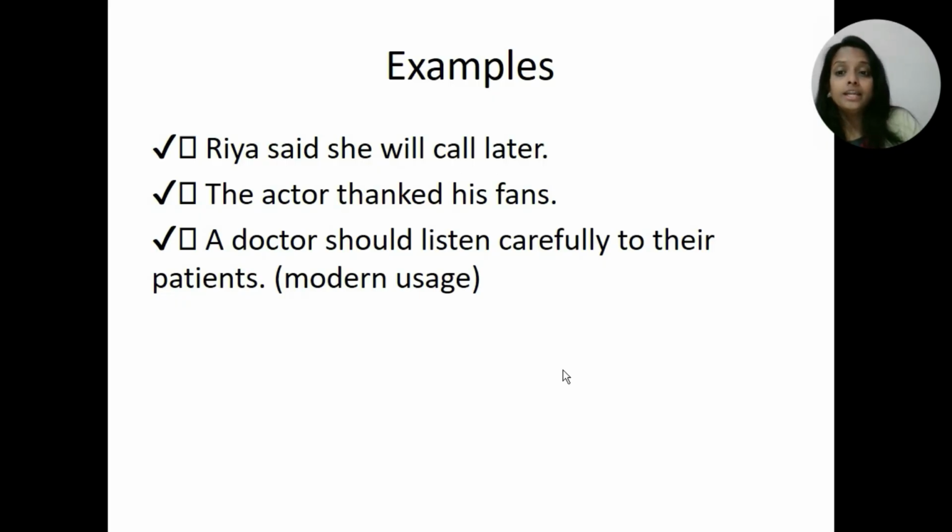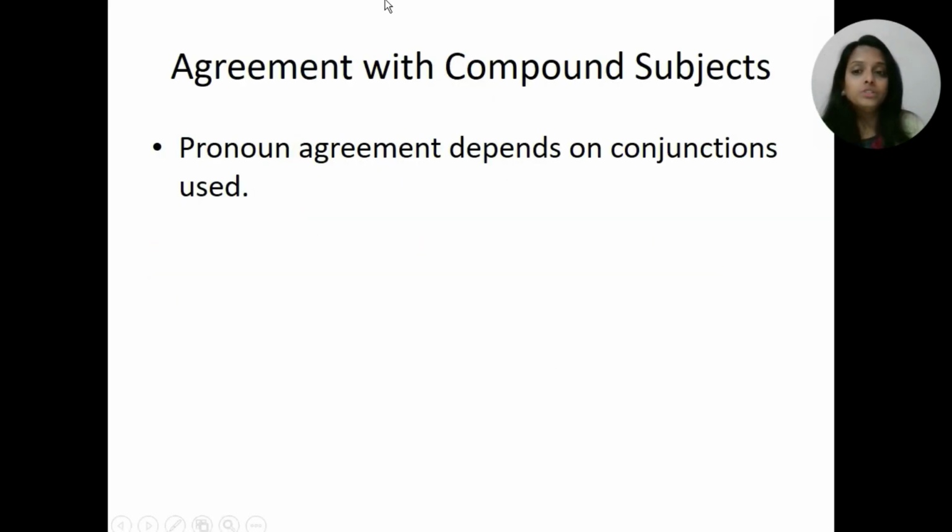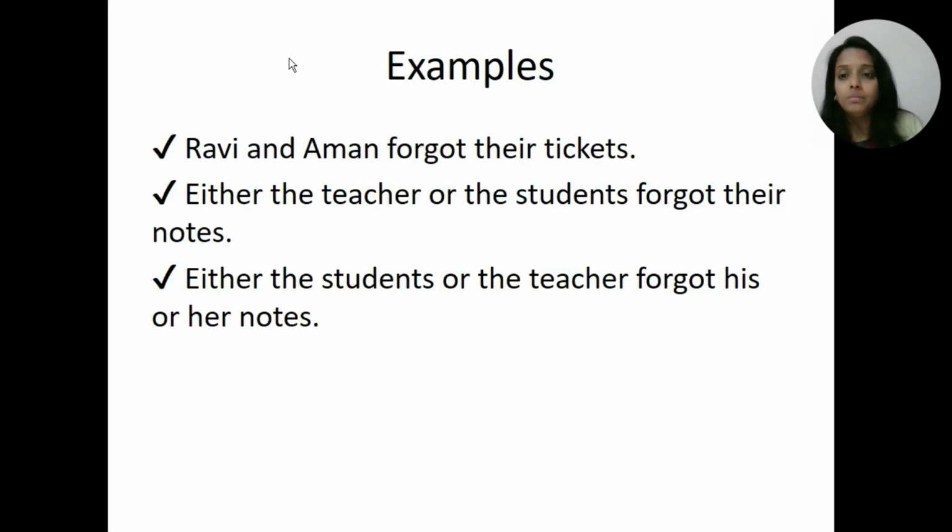Okay. Then agreement with compound subjects. When two nouns are joined by and, use a plural pronoun. For example, Ravi and Aman forgot their tickets. So this is very common because here it's plural. Though individually two, joined together, we are using their here. Either the teacher or the students forgot their notes. Got it? Either the students or the teacher forgot his or her notes.